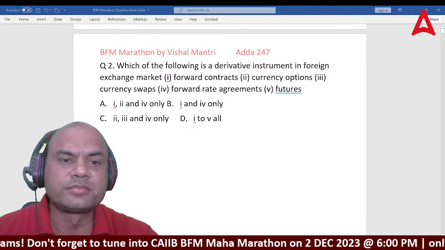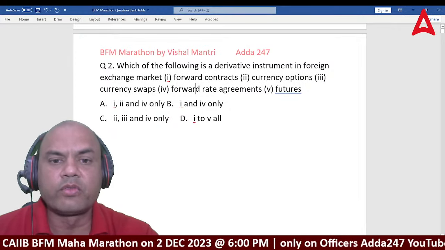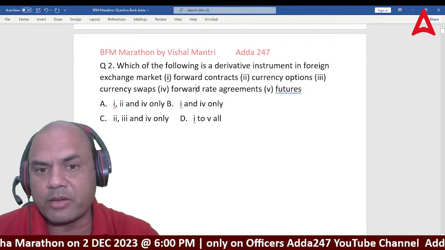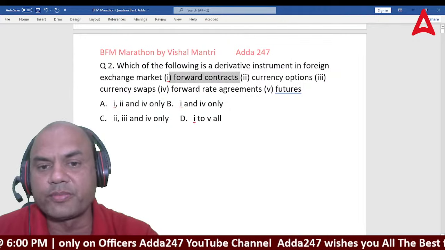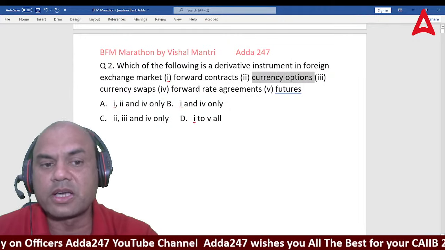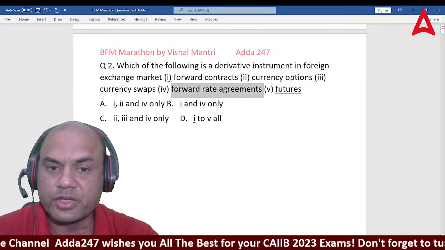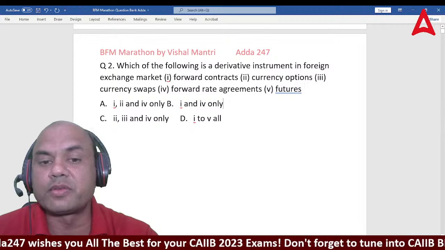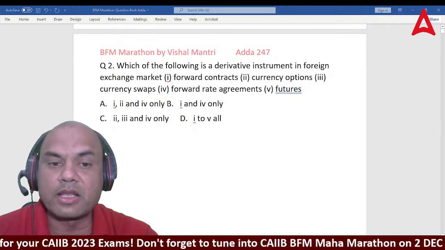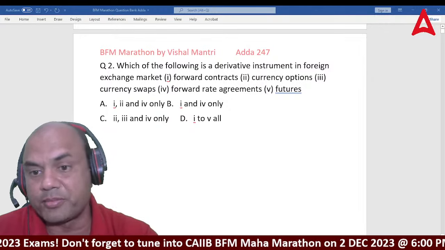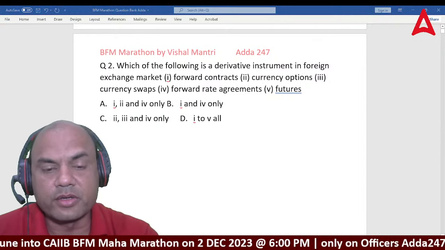So what is the answer over here? Forward contracts. Remember, derivative instruments means all of them are derivative instruments. Forward also, currency options also, currency swaps also, FRAs also, and futures also. So all of them are derivative instruments. So the answer is D, 1 to 5 all. Next one.